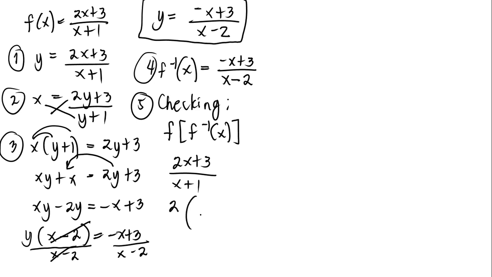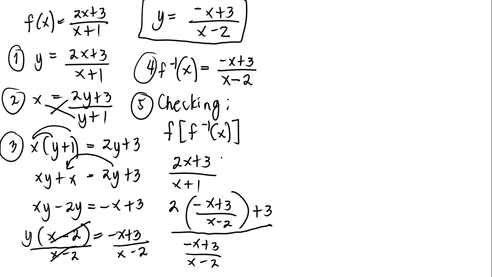So, magiging 2, yung x natin, may x tayo dito, so papalitan mo ng inverse. Negative x plus 3 over x minus 2. And then copy c plus 3, all over by, we have here x plus 1, so may x ka ulit, so copyhin mo ulit yung inverse. We have negative x plus 3 over x minus 2, and then plus 1. Okay.